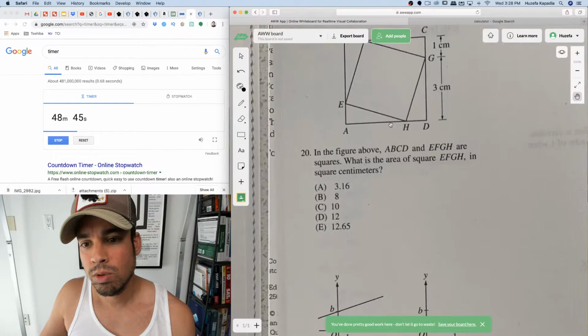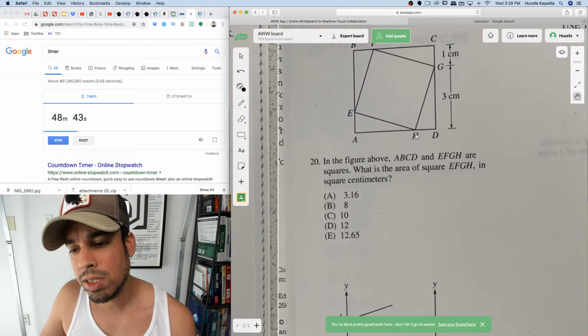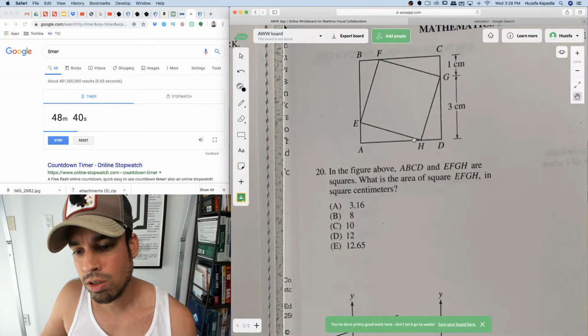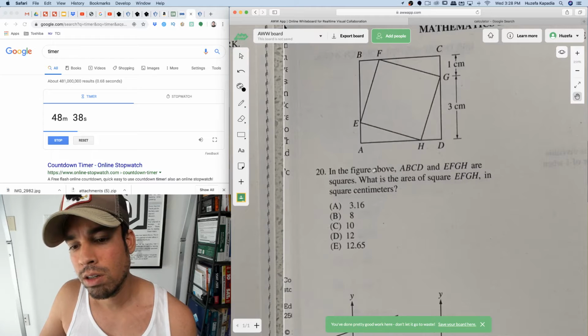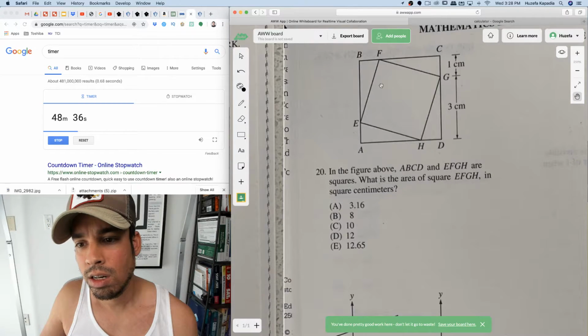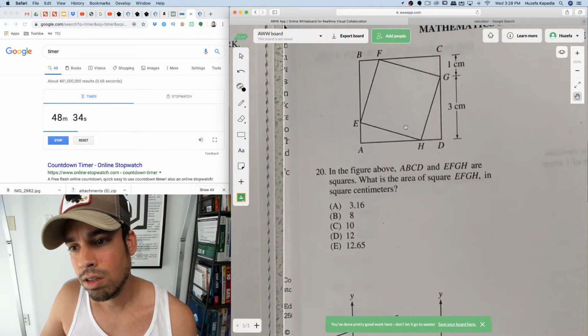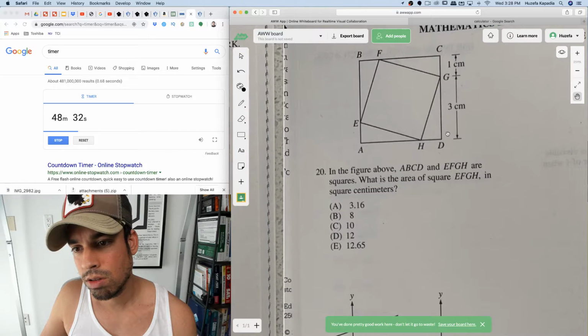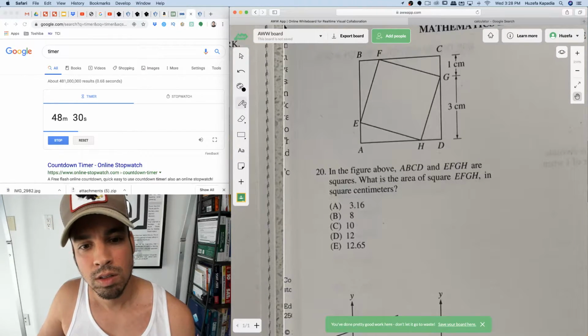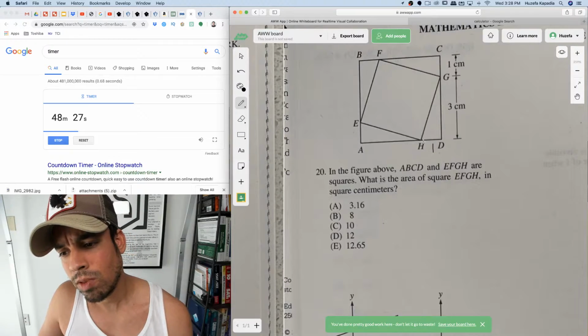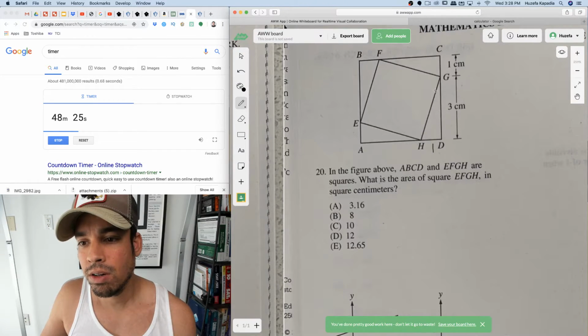Alrighty, number 20. In the figure above, ABCD and EFGH are squares. What is the area of square EFGH? ABCD, so this length is 4. This length is 3. This length is 1 also. EFGH, okay, we have to figure out this length.